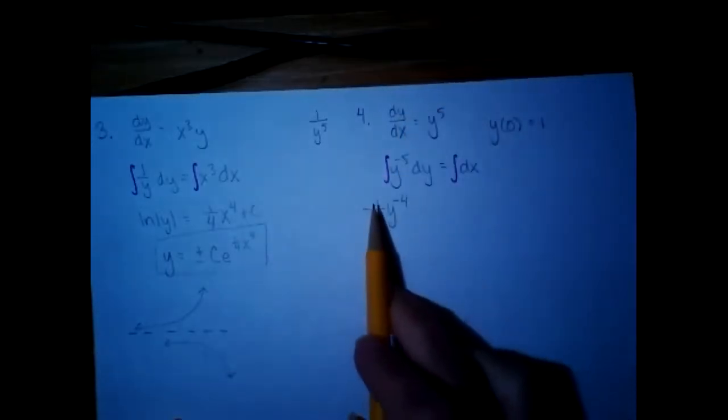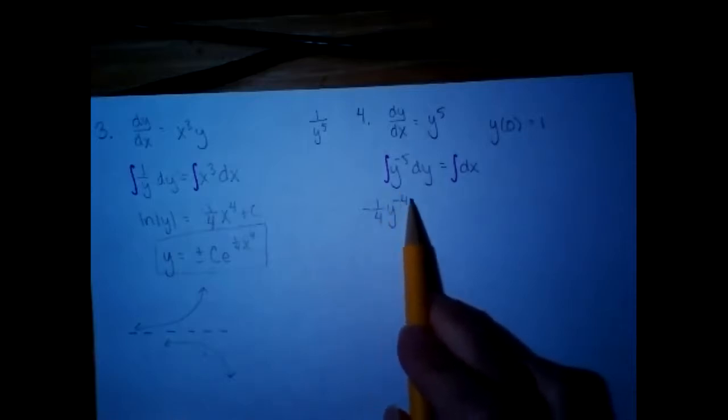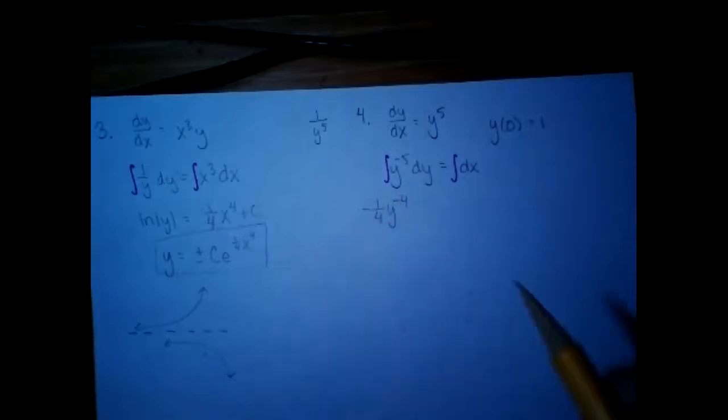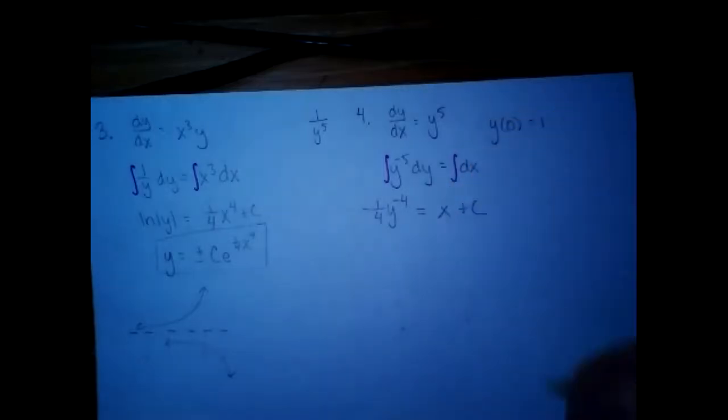I have a lot of people put just a negative, but not the 1/4. You need to make sure you're reciprocating this exponent. That's the number you're dividing by. And then on the right side, we'll have just x and then plus a constant.